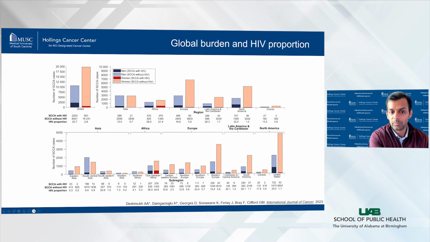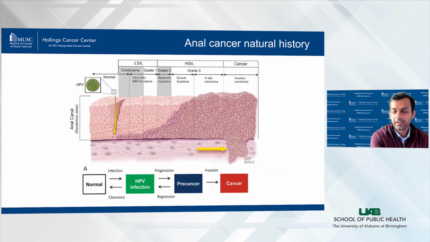And among women, Africa is a region that particularly stands out because 1/5 of all anal cancer cases in Africa occurred among women and 30% occurred among men. So can we prevent anal cancer? We have a very strong sense of anal cancer natural history now.